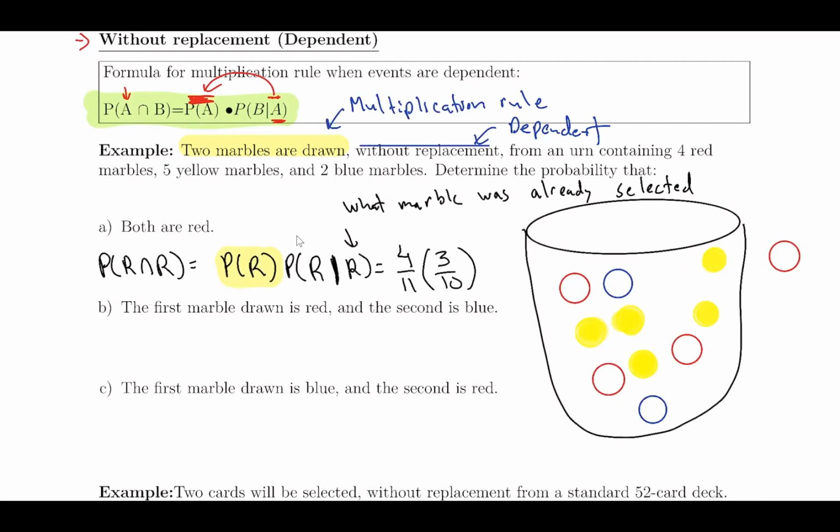Everybody got 4 divided by 11 times 3 divided by 10. Okay, so let me work that out and we'll find ourselves a good answer. So you roughly get 0.109. And that's your final answer for A. Look at the difference between the multiplication rule with replacement, or independent, and the multiplication rule without replacement, which is dependent. The probabilities are not going to be drastically off, but they will be off if you use the wrong formula. All right, everybody good for A?